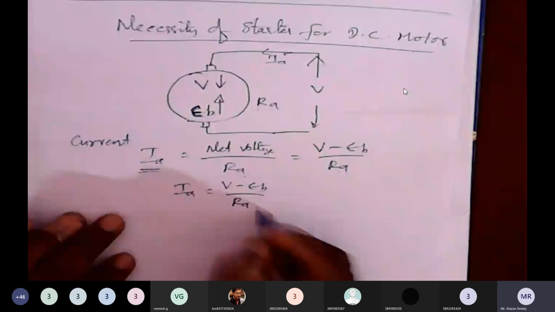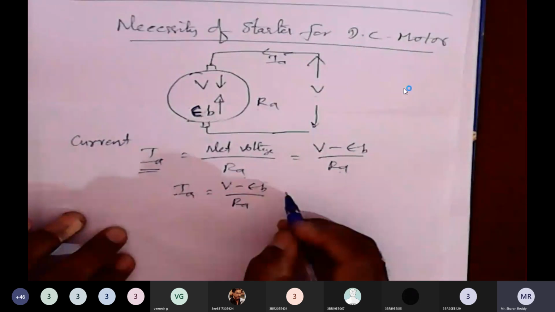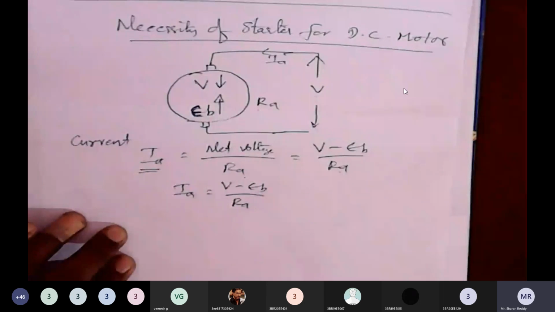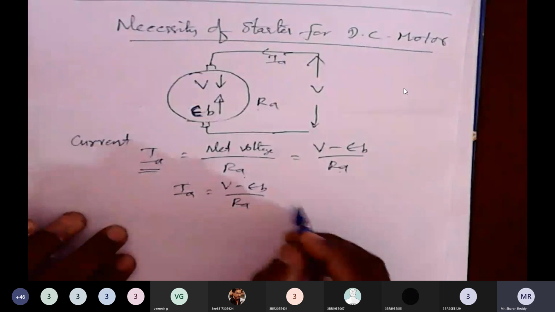I'm trying to explain why we need the starter here. Initially, what happens is that back EMF is developed only when the motor starts rotating. Initially, at the time of starting, what is the back EMF?